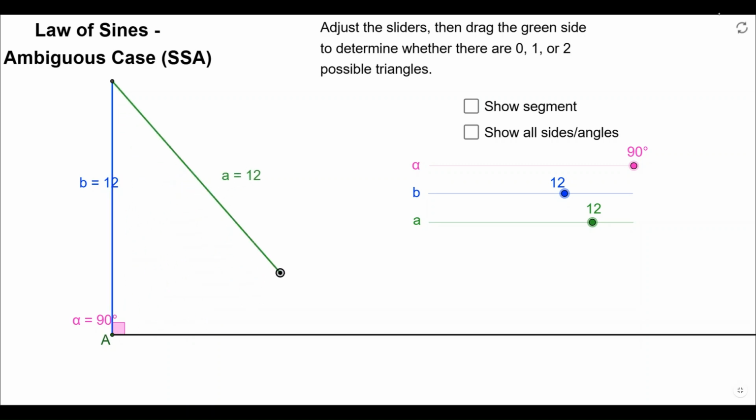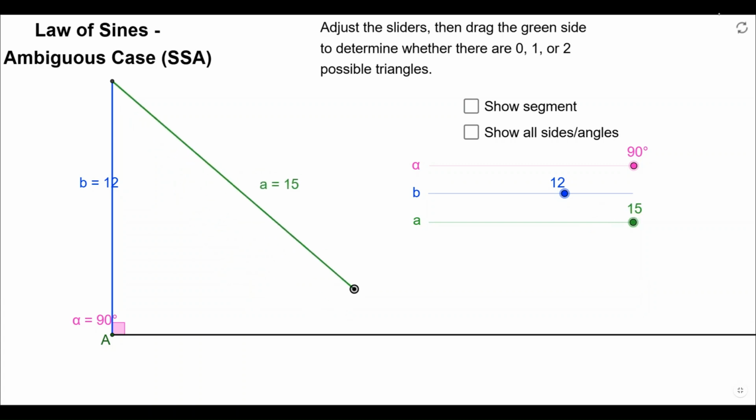Okay, so in order to get a triangle here, we need the opposite side to be longer than the adjacent side. So we need, like in this case, we need this to be 15, because then it will touch as we swing to the right.